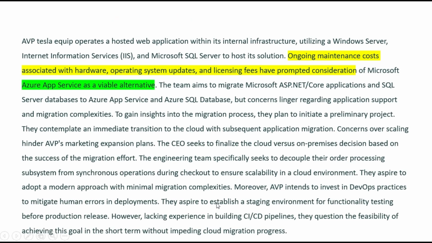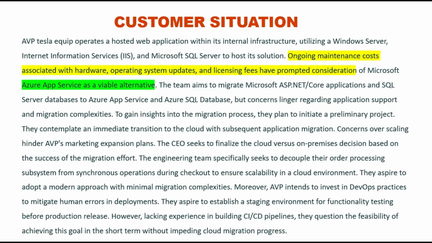Okay, so this is the customer requirement, the actual customer requirement which I took from our documentation. This AVP Tesla equipment operates a host of web applications within the internal infrastructure utilizing the Windows Server Internet Information Service, which is IIS. Does anybody know what IIS is? You need to be clear on it.